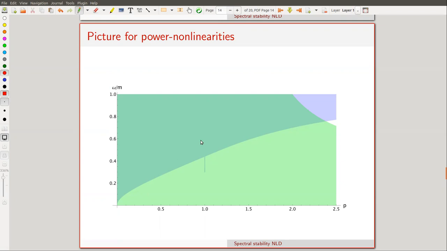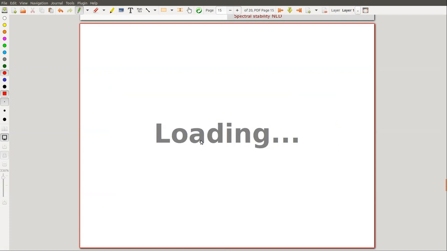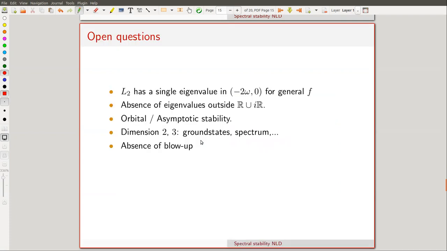Unfortunately, this is not a complete answer to the question, but we were very happy to make some progress on the problem at last anyway. So I'll leave this slide here to look at the open questions.